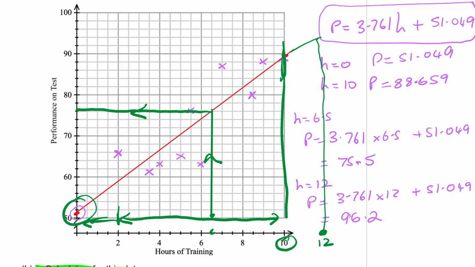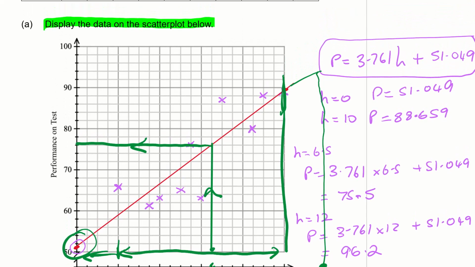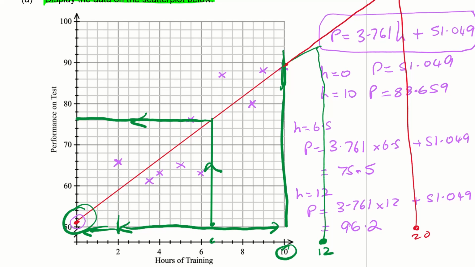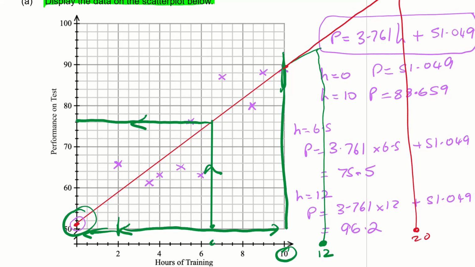And another thing that we could do here is if you project this line on even further, what are you going to get? A situation where somebody who's maybe done 20 hours study gets more than 100%. So we can see that it isn't that good if we extrapolate a long way beyond.